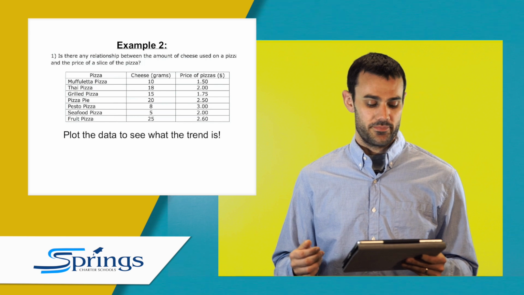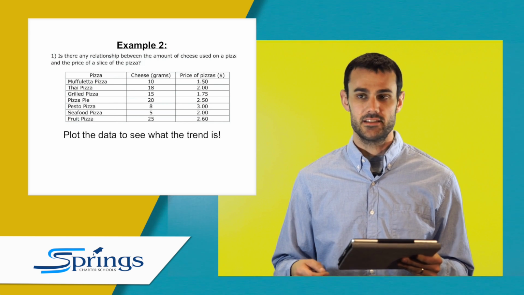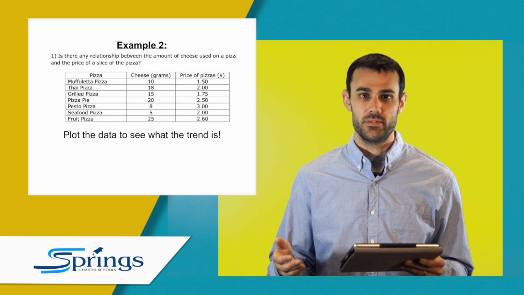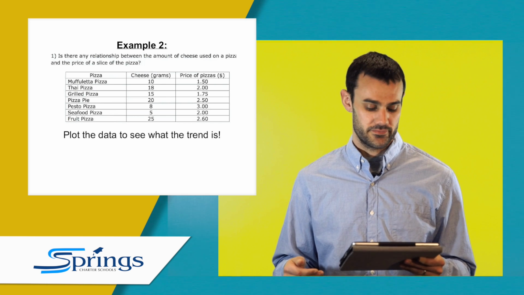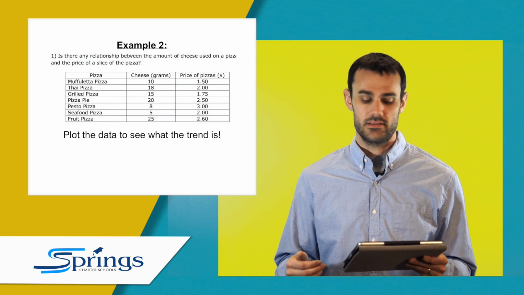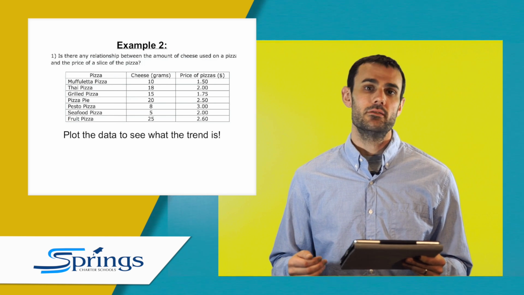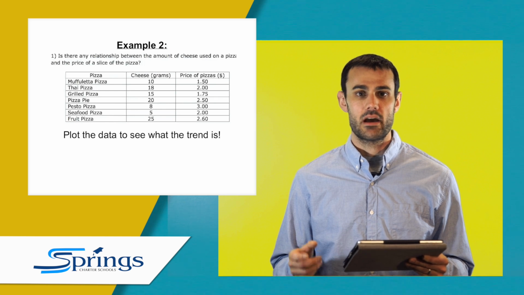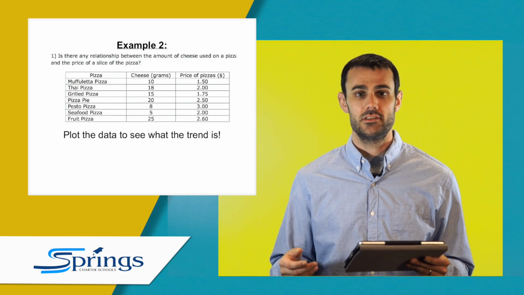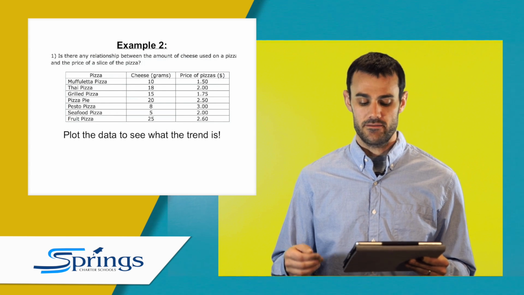Another example we can look at: is there a relationship between the amount of cheese used on a pizza and the price of a slice of that pizza? Now I know we all love pizza, and that's why I decided to put that in here for us. So we've got different types of pizzas listed. We have Thai pizza, grilled pizza, pizza pie, pesto pizza, etc. And then in the middle of our data table, we have the number of grams of cheese used on that type of pizza. And then, of course, the price of that pizza.